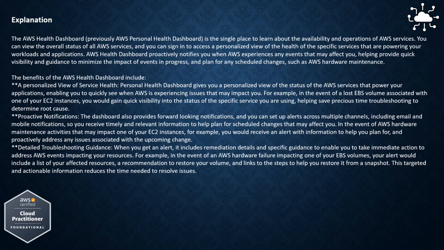Detailed troubleshooting guidance. When you get an alert, it includes remediation details and specific guidance to enable you to take immediate action to address AWS events impacting your resources. For example, in the event of an AWS hardware failure impacting one of your EBS volumes, your alert would include a list of your affected resources, a recommendation to restore your volume, and links to the steps to help you restore it from a snapshot. This targeted and actionable information reduces the time needed to resolve issues.